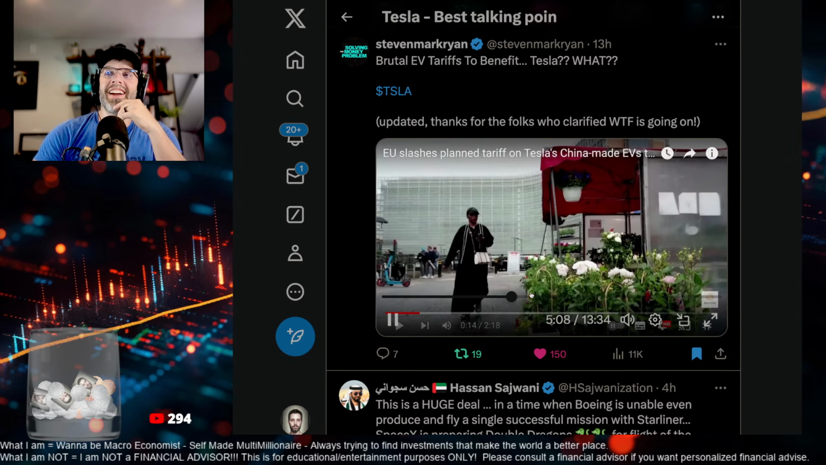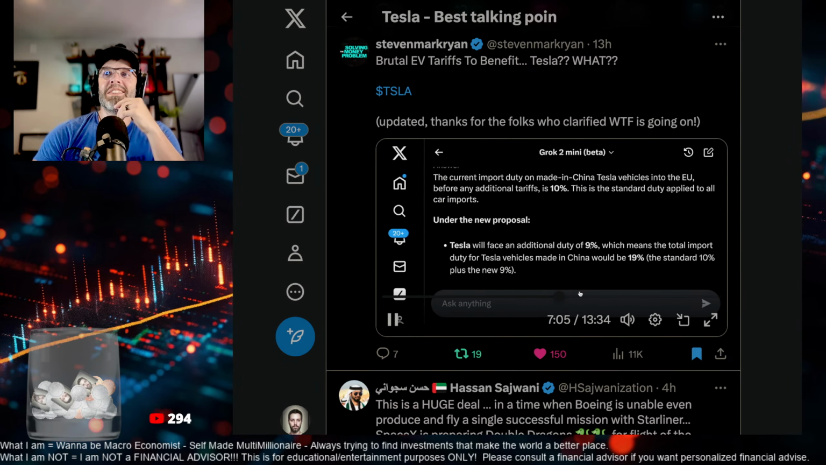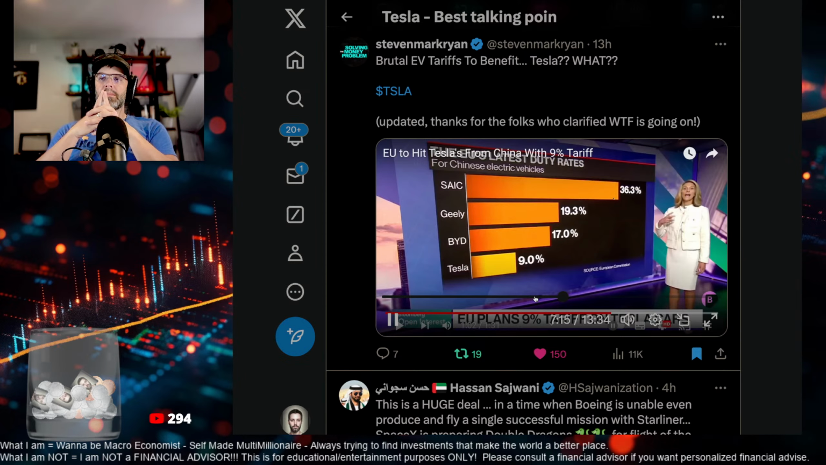So true. To me, that Tesla was 9%. Anyway, they'll face an additional duty of 9%, which will be a total of 19%, which is the standard 10% plus an additional 9% for made in China, versus the incredibly unfair, let's just be honest, and unreasonable additional tariffs for non-Tesla made in China vehicles. As we can see on screen now, imagine trying to compete with Tesla in Europe, and unlike Tesla, who can make vehicles in Europe and sell them in Europe and then avoid this 19% import duty.